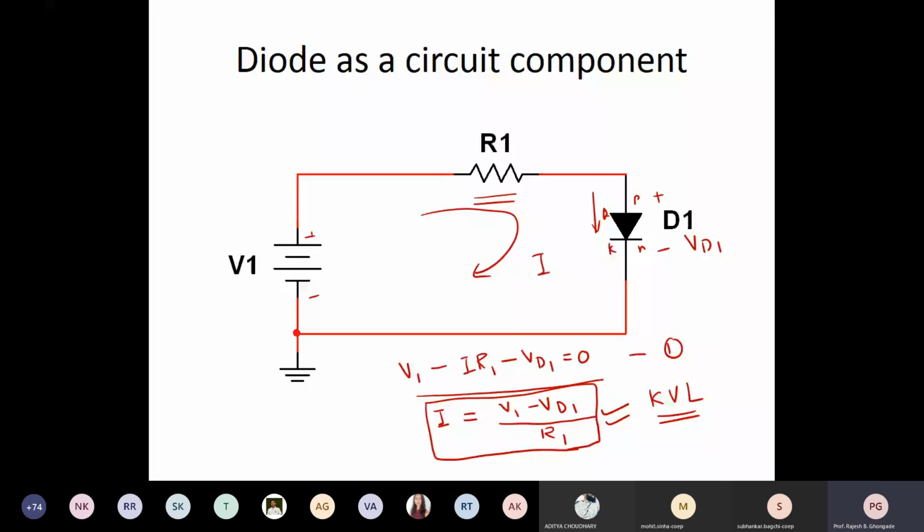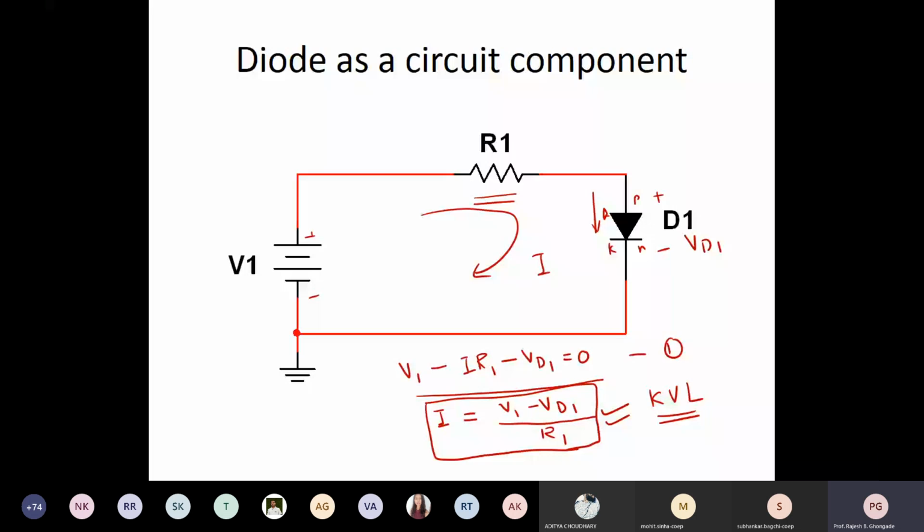Okay, now are you able to see this OneNote page here? Is this okay? So let us write down the equation once again. What was the equation? It was V1 minus I into R1 minus VD. We'll call it VD only, equal to 0. That translates to I is equal to V1 minus VD divided by R1.